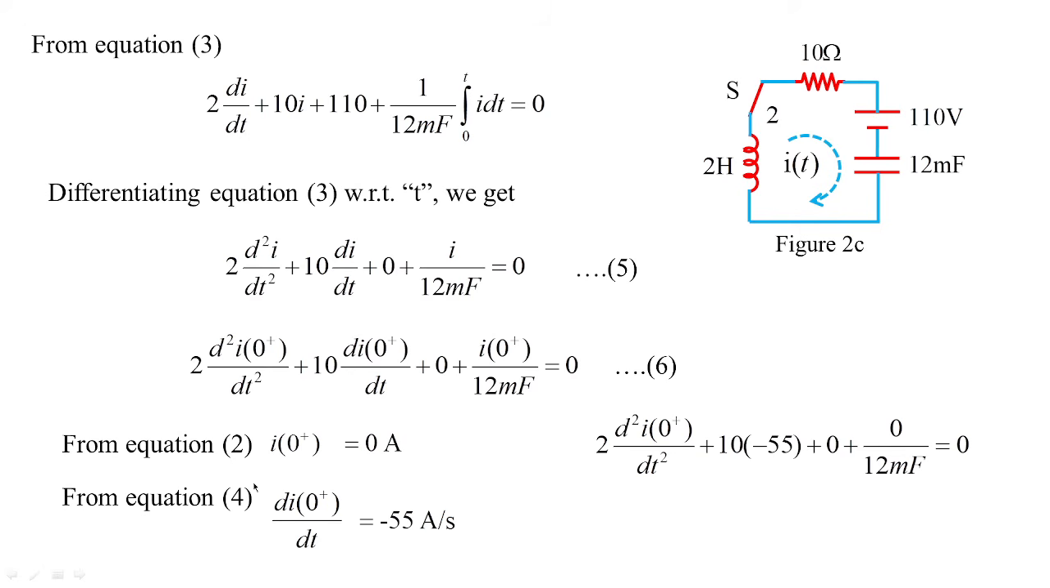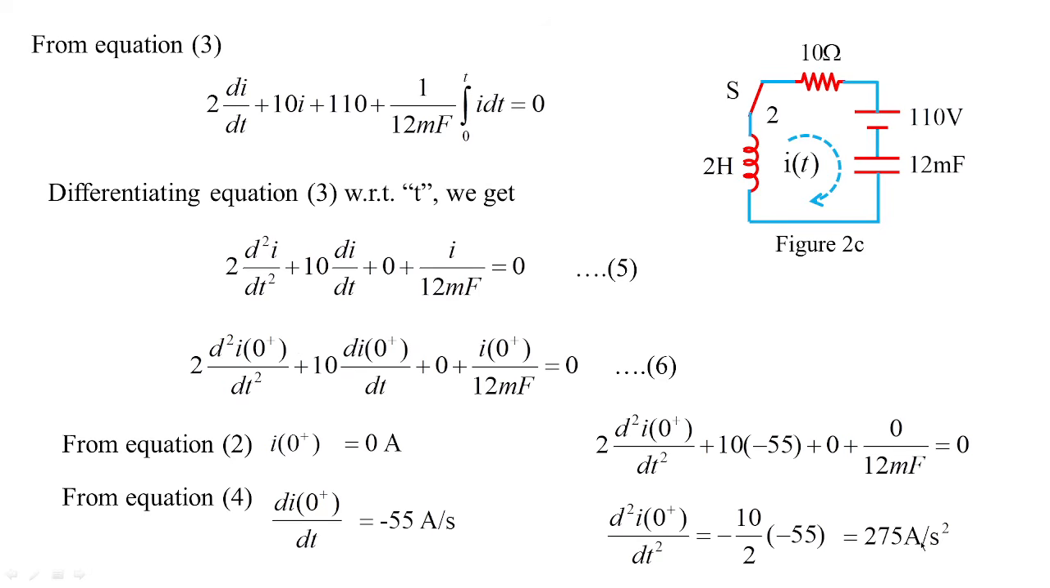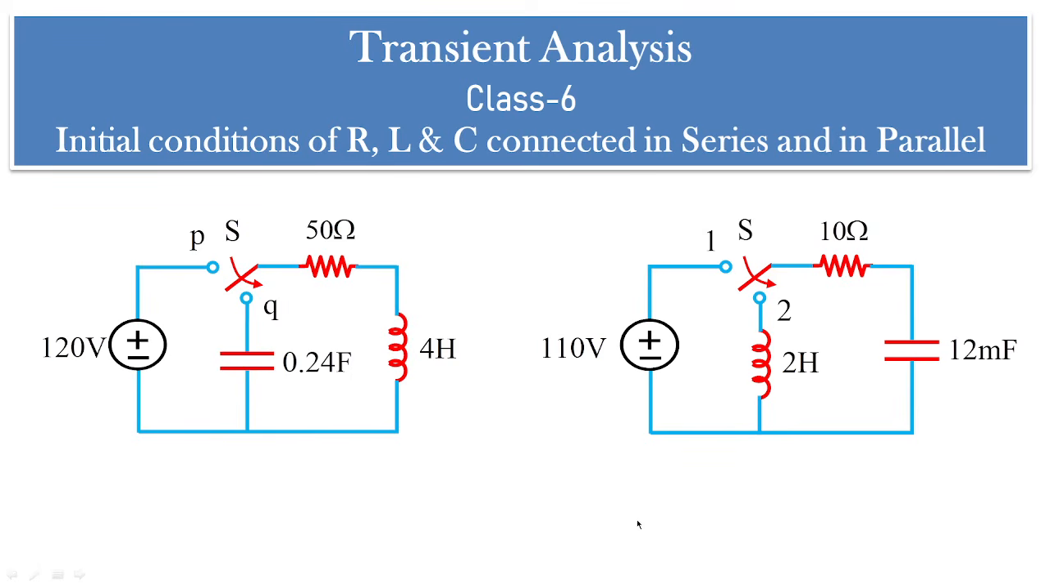Plus the 0 of the current which is placed over here. With this we get d square i by dt square of i of 0 plus equal to minus 10 by 2 times minus 55, and anyhow the other parameters go to 0. This calculation will give you the value 275 amperes per second square. We treat this as amperes per second square because it's the value of acceleration. That is why it is amperes per second square, the acceleration of current. This is how we solve this kind of problem.